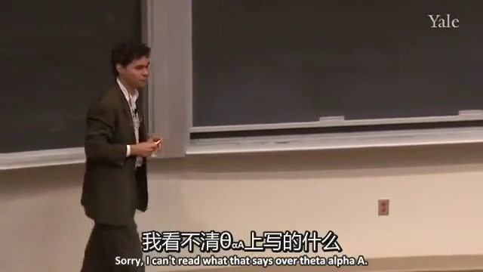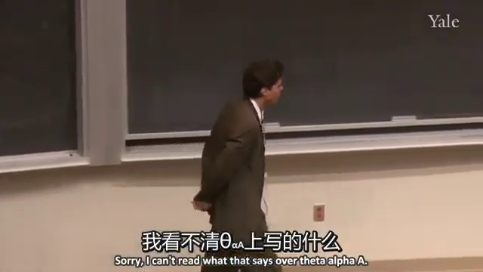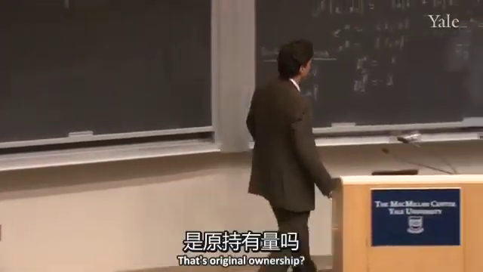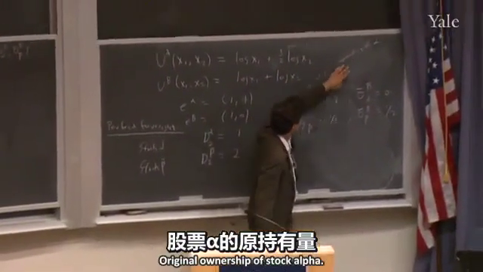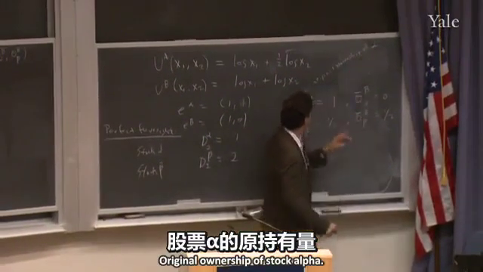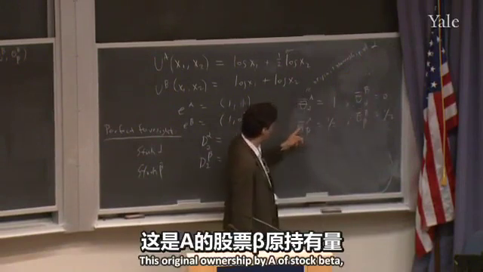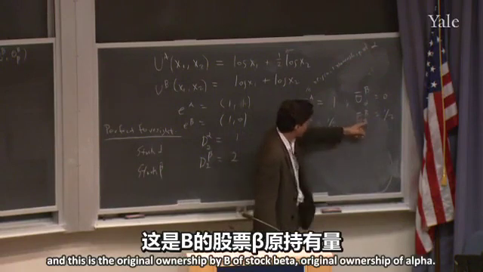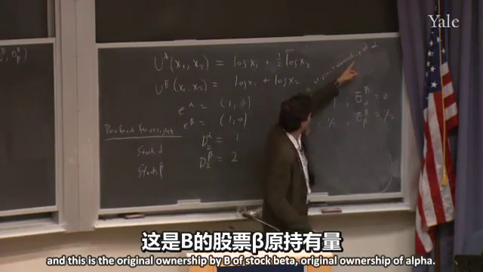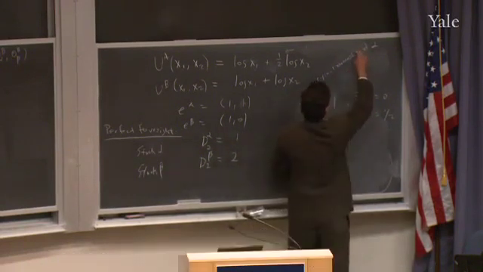Sorry, I can't read what that says over alpha A. That's original ownership. Original ownership of stock alpha by A. And this is original ownership by B of stock alpha. This is original ownership by A of stock beta. And this is the original ownership by B of stock beta.